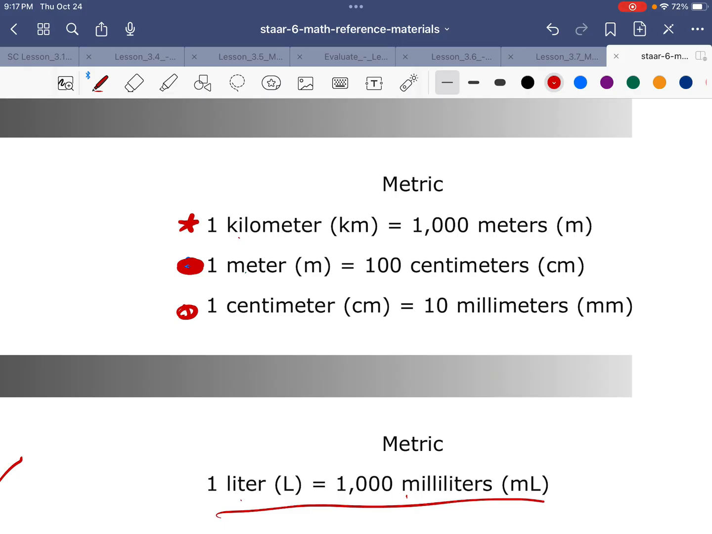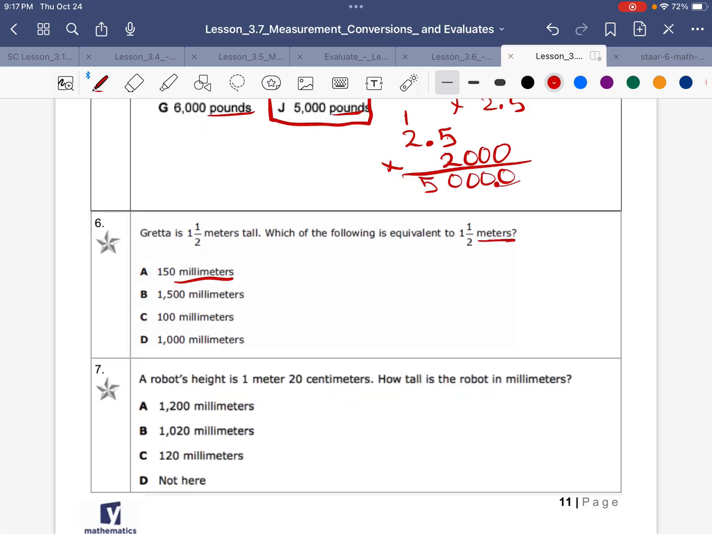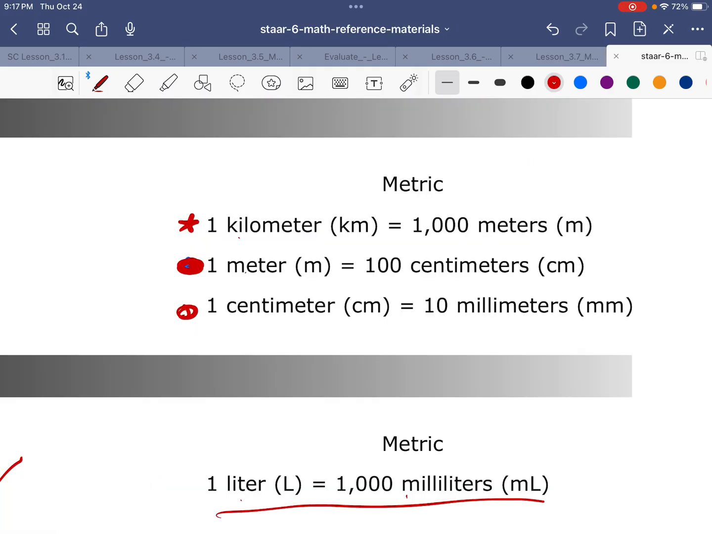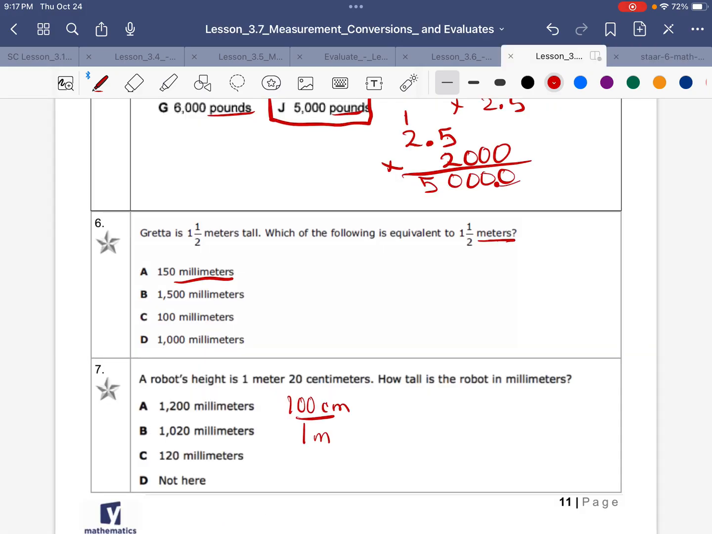Now let's look at this. 1 meter is 100 centimeters. And our next conversion we need is 1 centimeter is 10 millimeters. Okay, and they want to know the millimeters. So I already know over here I have.